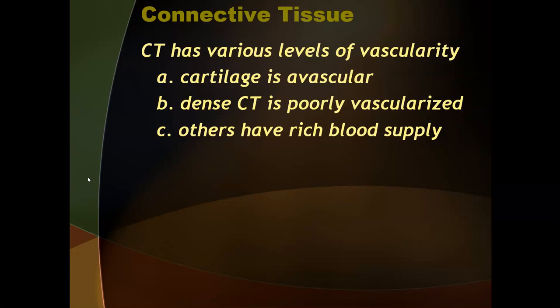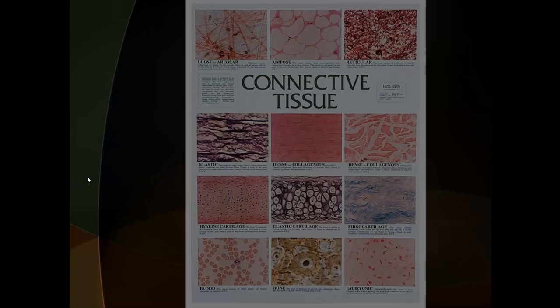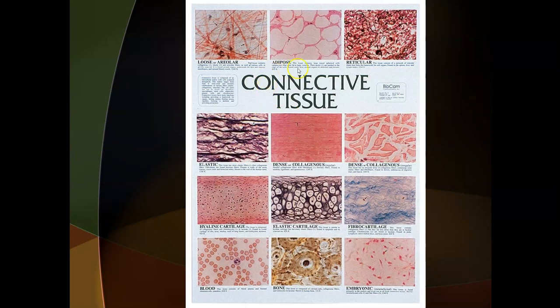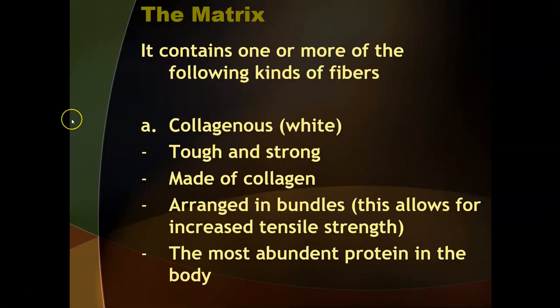Dense connective tissue, an example of which is a tendon, is poorly vascularized. This is why tendonitis sometimes is very hard to get rid of, because there's not a lot of blood supply to those tissues to help heal it. And then we have other types of connective tissue that have rich blood supply. So we can see here all the different types: loose or areolar, adipose, reticular, dense collagenous, elastic, and so forth. And we're going to be going through a number of these.